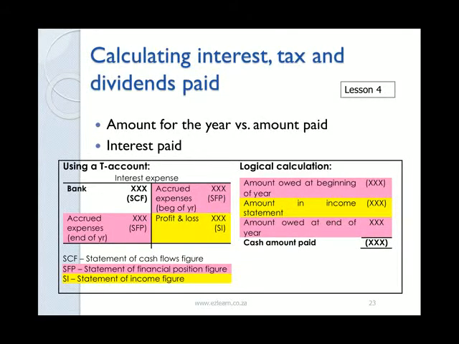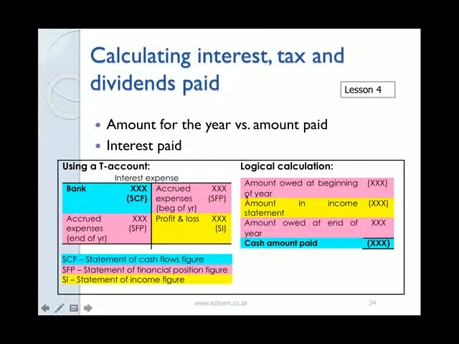Next, you will look at the statement of income in order to determine the interest for the year. If you are showing this in the T account, you will show it as the profit and loss amount, which is closed off on the credit side of interest expense. For a logical calculation, you will assume that this amount would have been paid and therefore show it as an outflow. Lastly, you can calculate the amount that was actually paid as the missing figure. Either in the T account, it would be the bank figure that would have been shown in the interest expense account, or in the logical calculation, it is the end result, which would be an outflow of cash, one would hope.